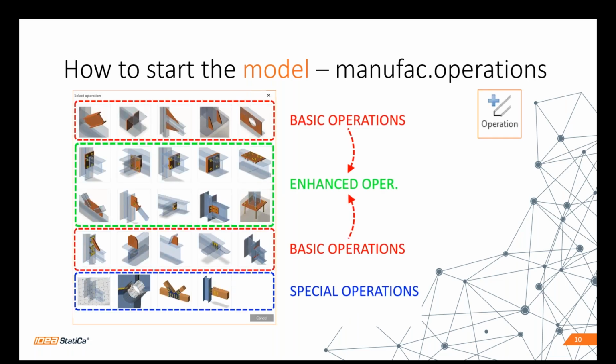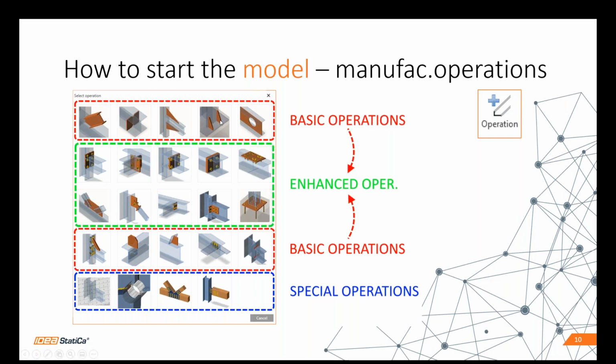And speaking of manufacturing operations, you can find all these operations under this button in our Connection app. You will see a set of small icons, 19 of them, and these are divided into different levels of complexity.